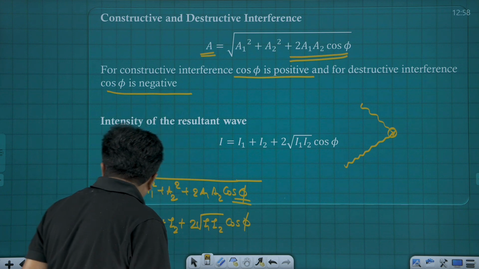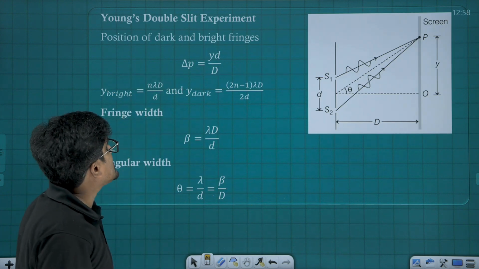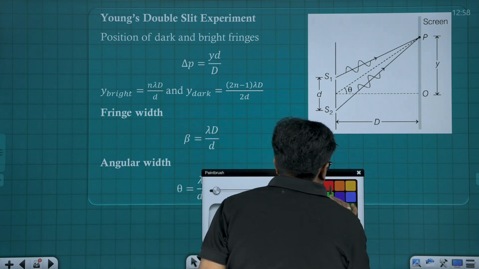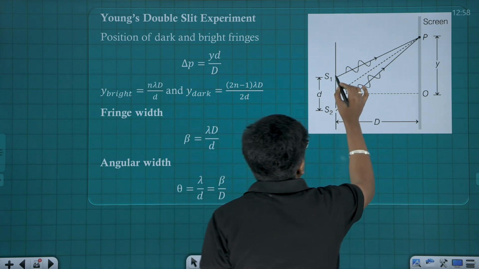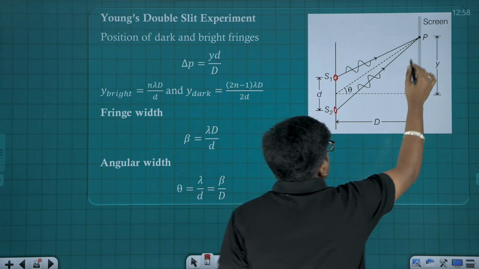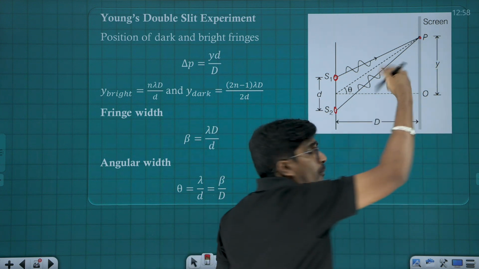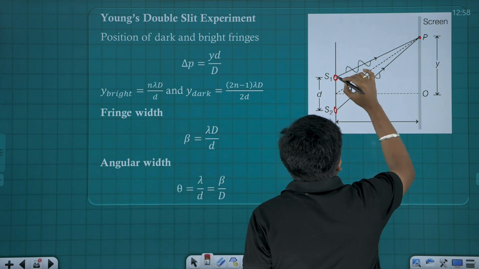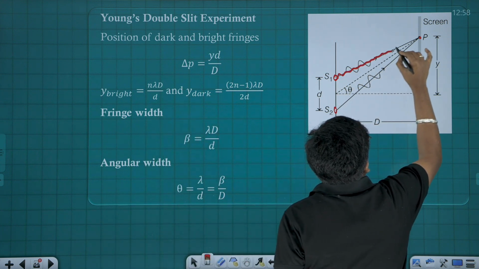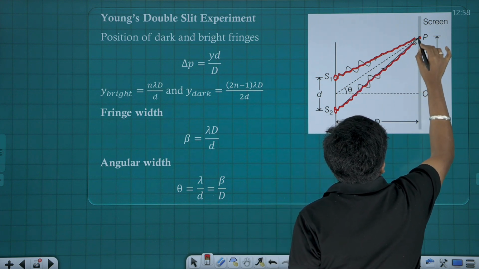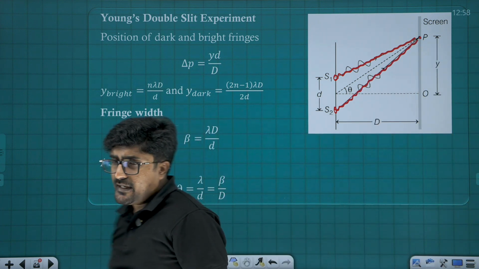So all these things are taking us to the next concept, that is Young's double slit experiment. So you know that in this particular arrangement, we have two slits, S1 as well as S2. All right, so the waves are coming and reaching onto point P. Depending upon the path of the wave that is traveling from S1 to P and S2 to P, there will be a path difference created.